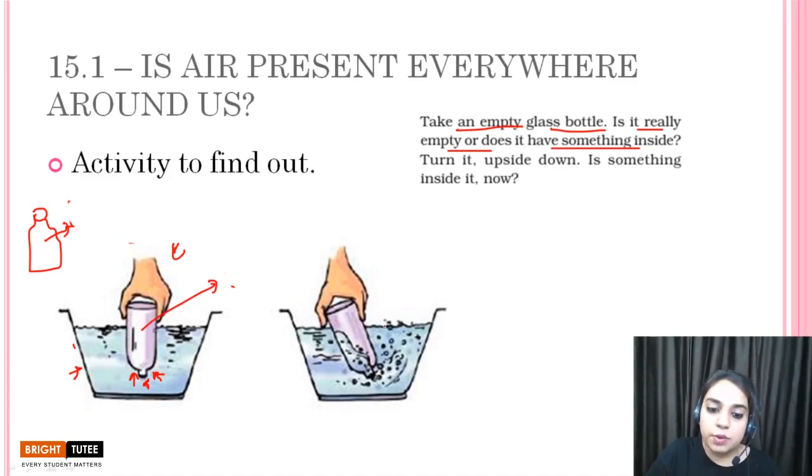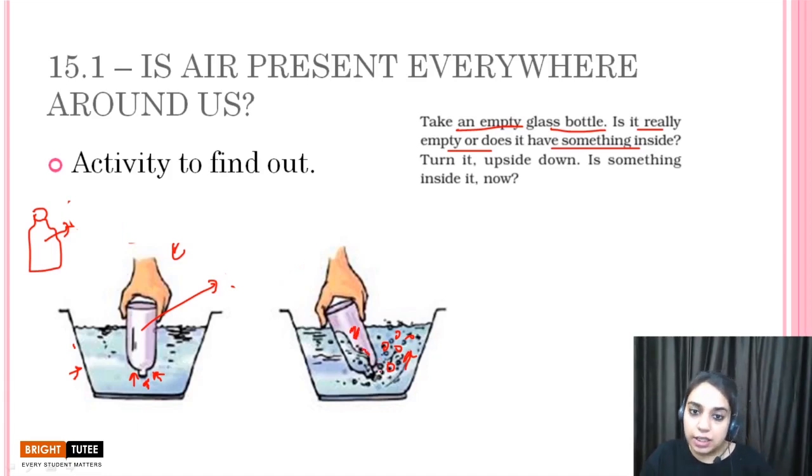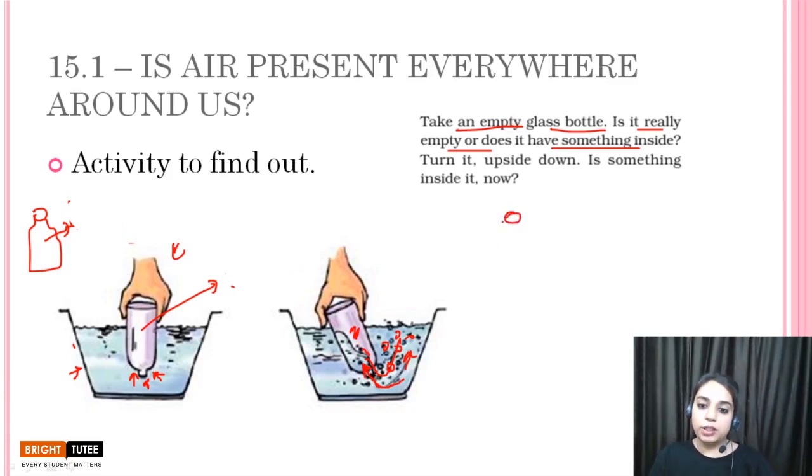So now you will just tilt it a little bit and you will observe the bubbles of air coming upwards in the water. So children, the air which was present in the bottle starts escaping once you have tilted it a little bit, and as the air escapes from the bottle, the water will start entering the bottle. And children, this proves that even when a bottle or any container looks empty, it is not actually empty, it has air in it, okay.